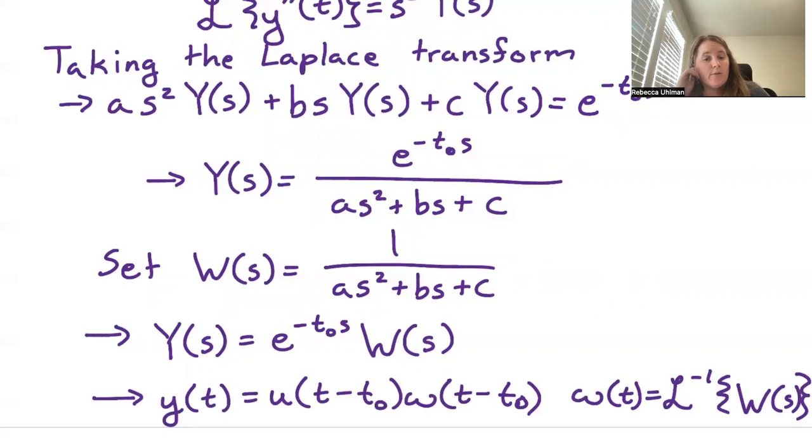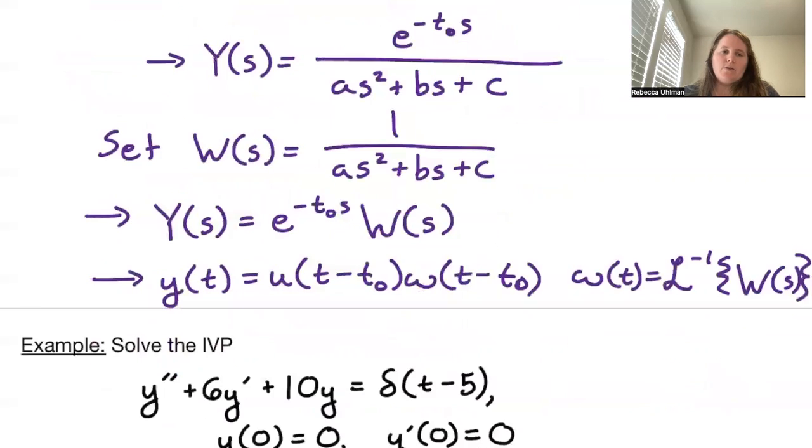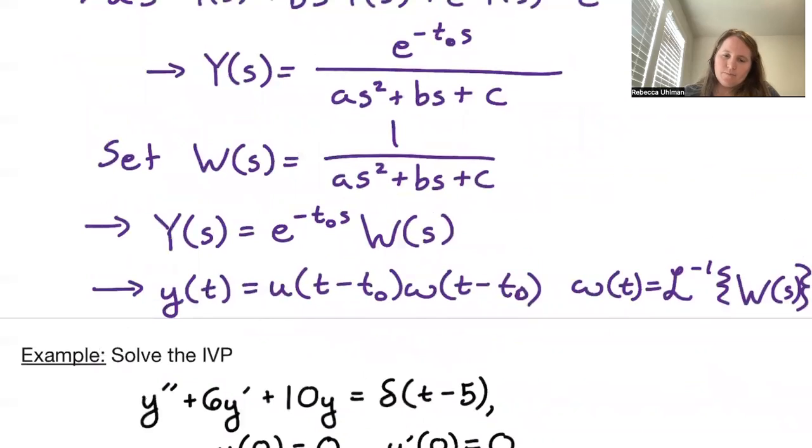So we can solve these IVPs simply by figuring out the inverse Laplace transform of 1 over our characteristic polynomial, and then multiplying by our step function with our translations. I should note that this is taking the inverse Laplace transform, how we got from capital Y to lowercase y.